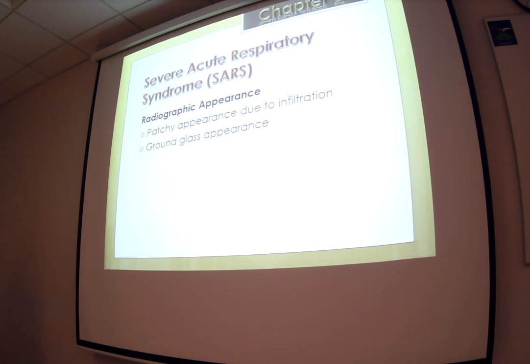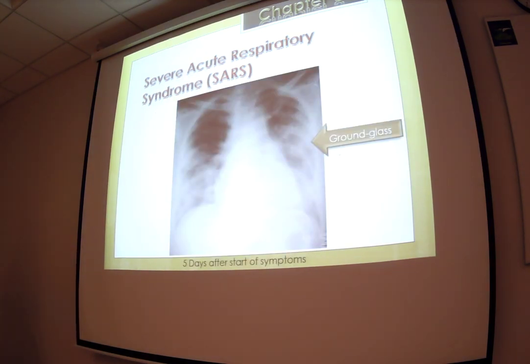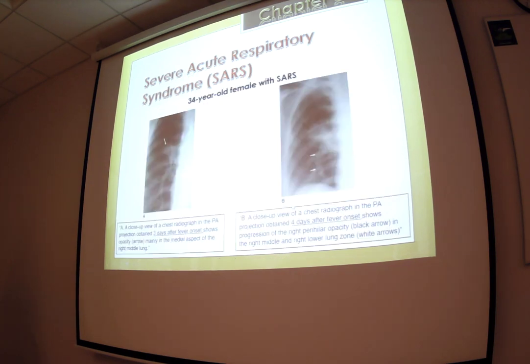Radiographically, you're going to see some patchy appearance in the lungs due to that infiltration. And there will also be a ground glass appearance in certain areas. So here, this is 5 days after the start of symptoms. You can see that ground glass appearance kind of in the periphery of both lungs.